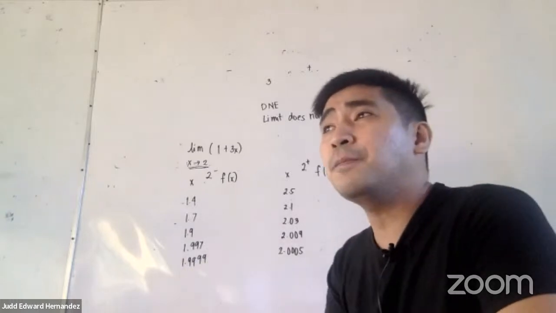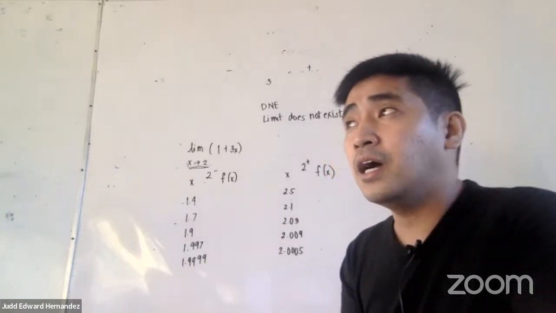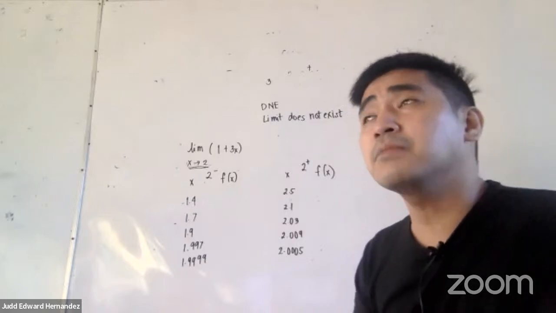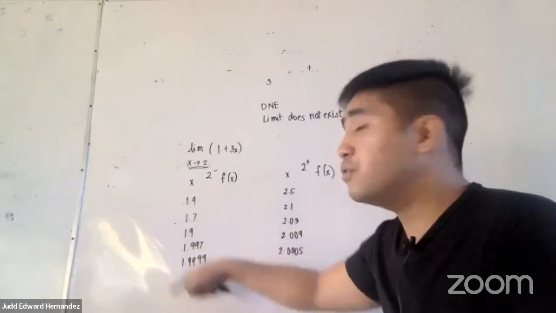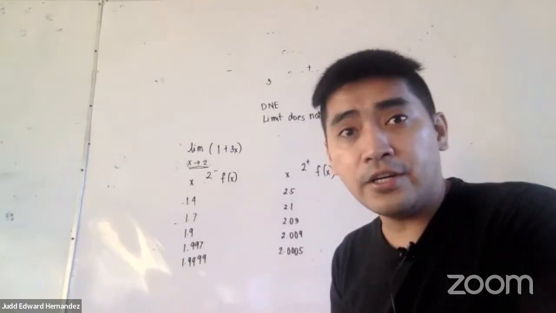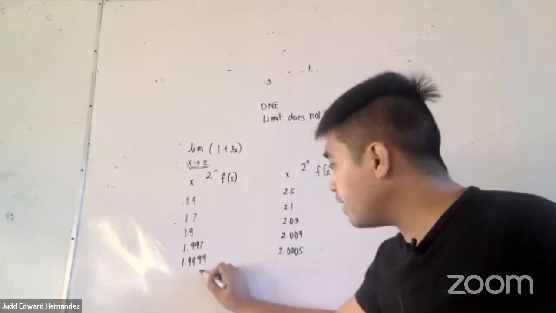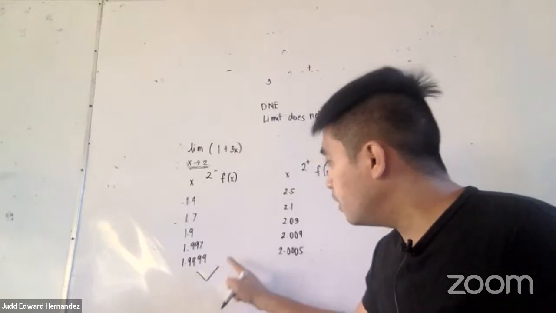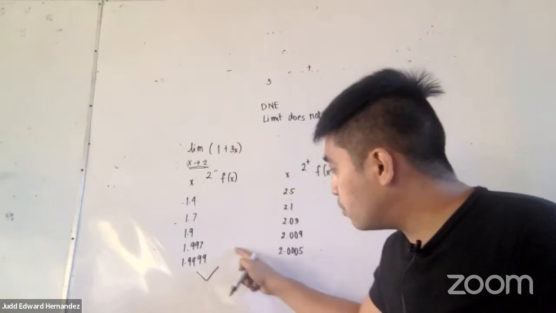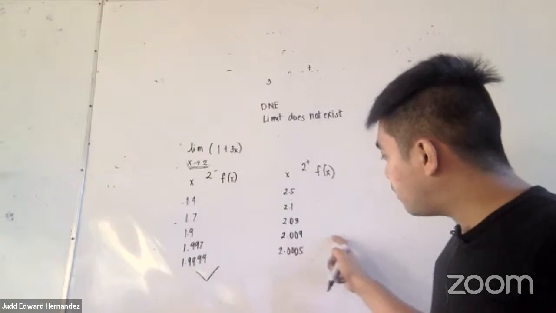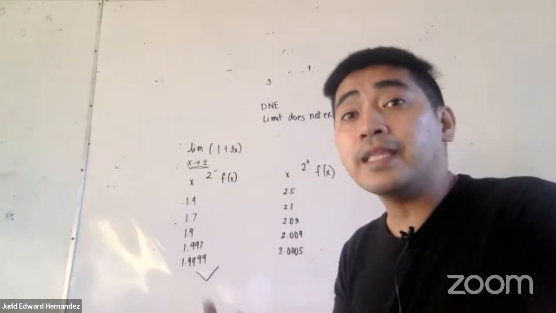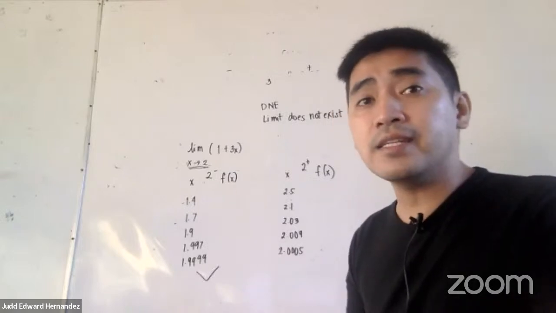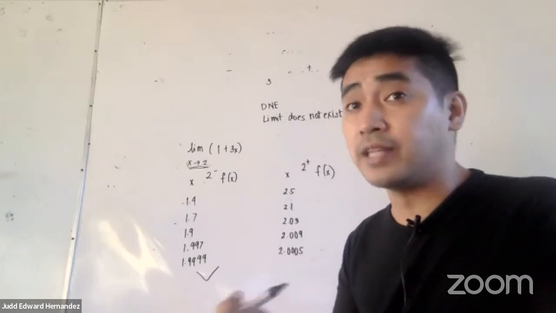Eh sir, paano po pag nagbigay kayo ng seat work or ng exam tapos hindi po same yung mga x values na naibigay namin? Okay lang yun. As long as mag-arrive tayo dito sa dulo, ito yung approaching value. Iko-compare natin sa approaching value ng isa. If they are the same, therefore, the limit exists. If they are not the same, therefore, the limit does not exist.